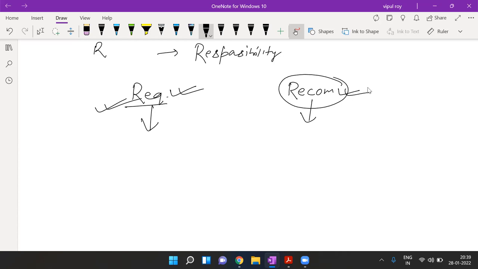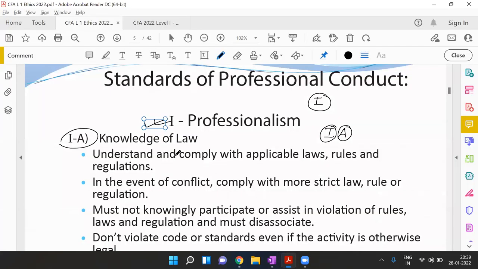Recommendation means in a particular scenario, you should act like this. If you're not following, then it is not a violation. This is just a recommendation being given by CFA Institute. But if you're not following a requirement, then it's a violation. In this slide, all the requirements I have mentioned, I have not mentioned the recommendations, right? So whatever is written here, all these are requirements. Recommendations we are going to discuss with different case studies, right?